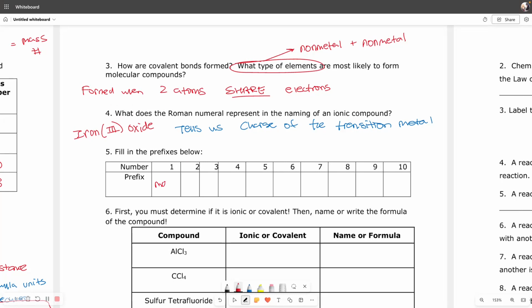So starting with mono for 1, we have 2 for di, 3 tri, and then we have 4 is a little hard to remember, but it's tetra. 5 is penta, pentagon. 6 is hexa, hexagon. 7 is hepta, heptagon. It's easy to remember with shapes for these. Octa for 8, nona for 9, and deca for 10. So the only weird one you've probably never seen is going to be 4 for tetra. And so as long as you remember this one, you should be all set.